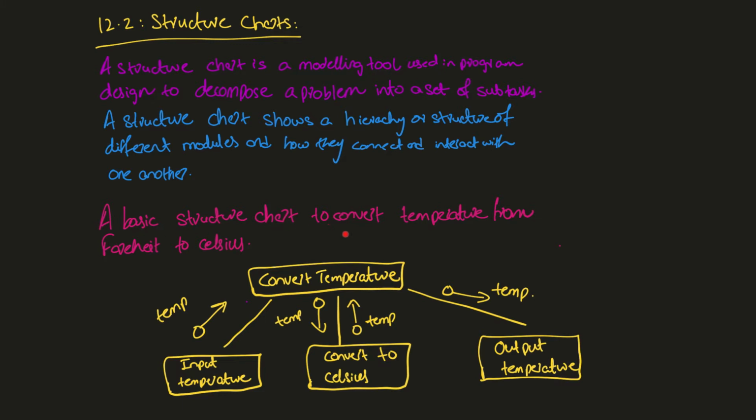A basic structure chart is shown here, which converts the temperature from Fahrenheit to Celsius. So you have this hierarchy model. Convert temperature is at the top of the hierarchy, and then you have input temperature, from which a variable known as temp is taken as input. Then that variable is passed on to the convert to Celsius module. When it's converted, the temperature is passed back to convert temperature, and then passed forward to output temperature. So this is basically a hierarchy and a subset of modules showing how a bigger module, convert temperature, works.